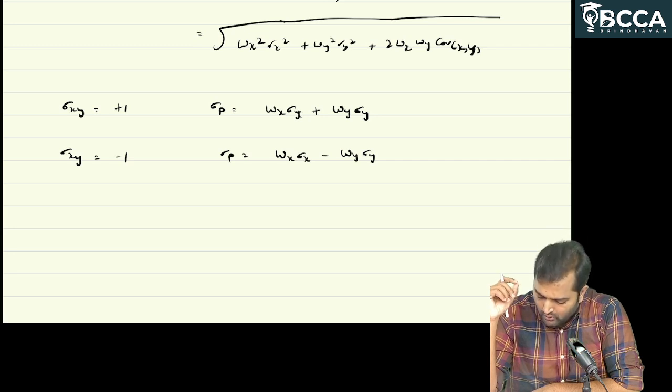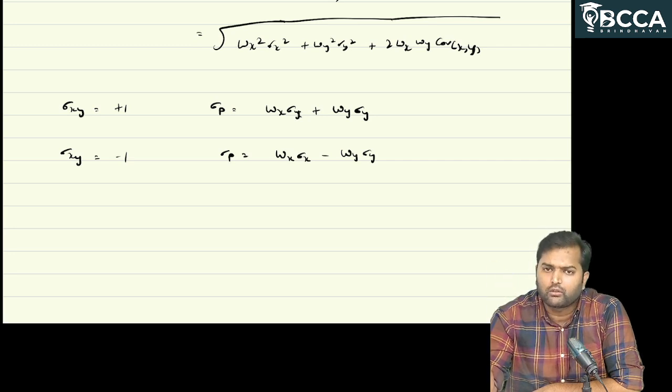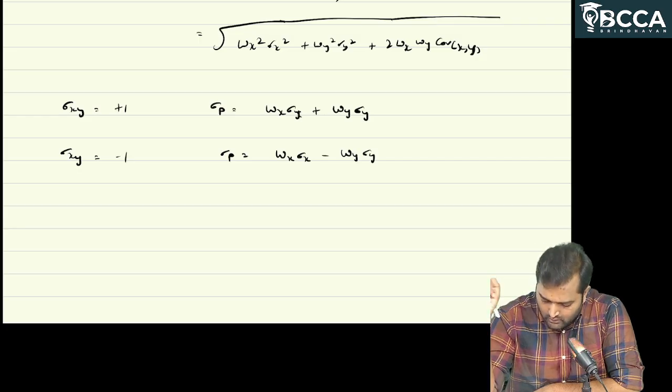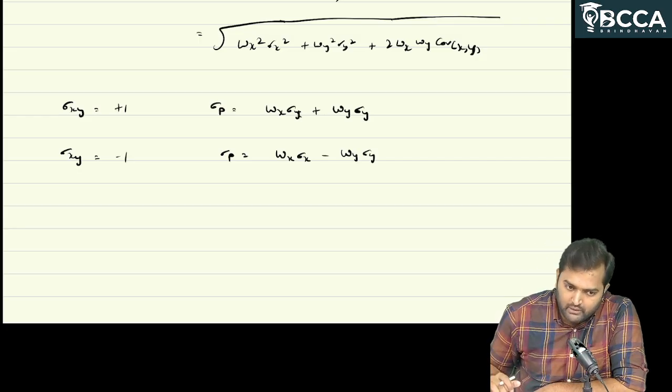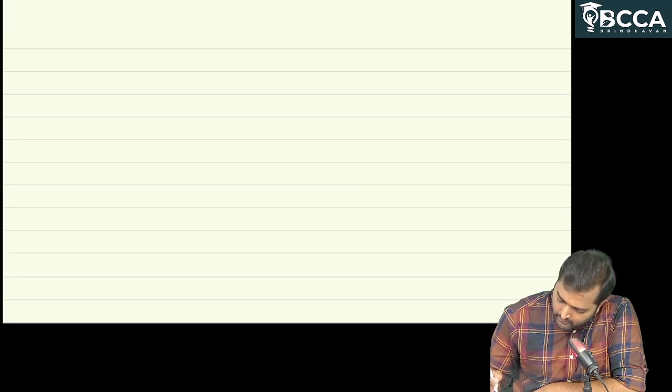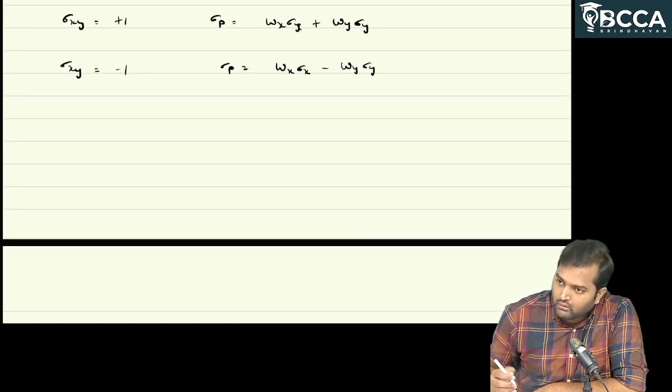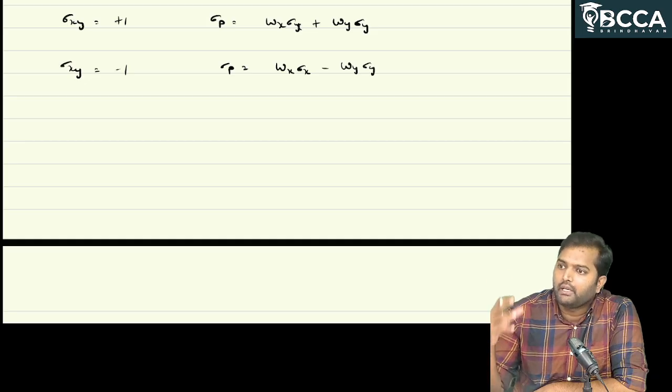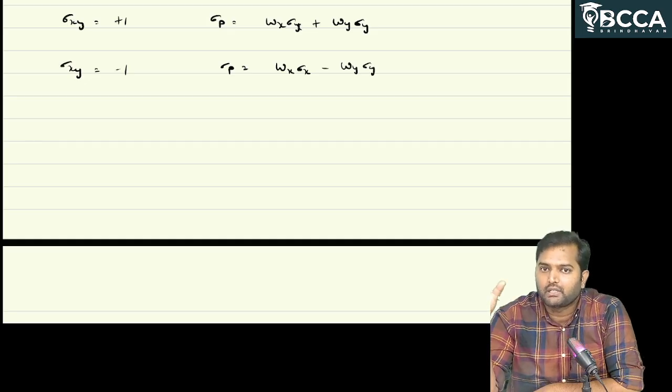Okay, so you might get sigma p negative also. You have to ignore the negative sign because risk cannot be negative. So sigma xy is equal to minus 1. When sigma xy is equal to minus 1, you can reduce the risk to 0 by maintaining proper weights, by investing money in proper proportions.